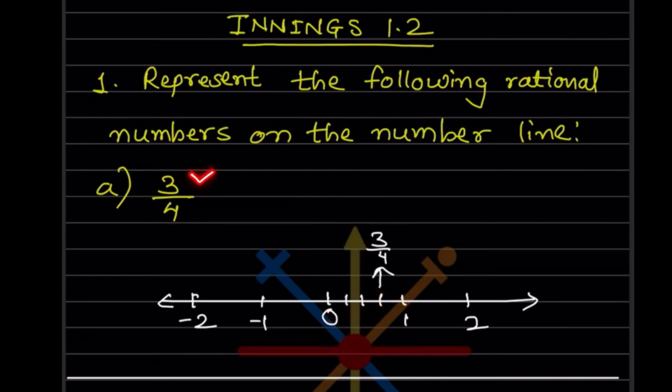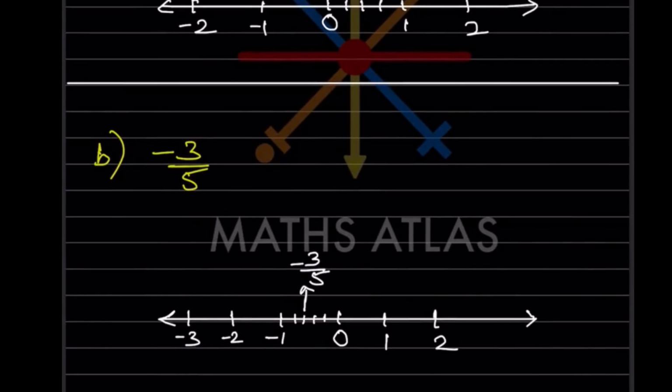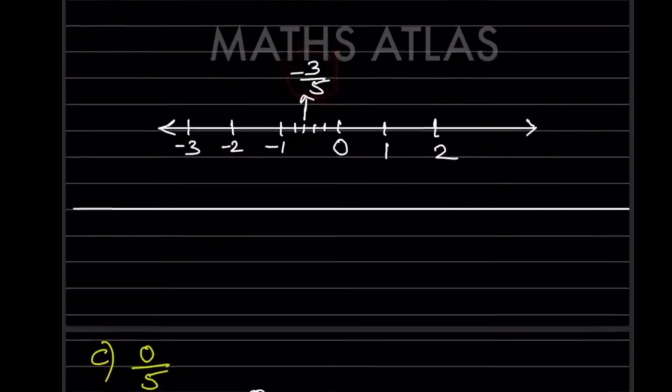Now you have to look at the numerator, that is the third one. So 1, 2, 3. So this is the point, this is going to be 3 by 4. Now here minus 3 by 5. Minus 3 by 5 means it comes on the negative side. This number comes in between 0 and minus 1. You look at the denominator, so you divide it into 5 parts, 1, 2, 3, 4 and 5. Now look at the numerator, minus 3 means from 0 there will be the third one. So minus 3 by 5.